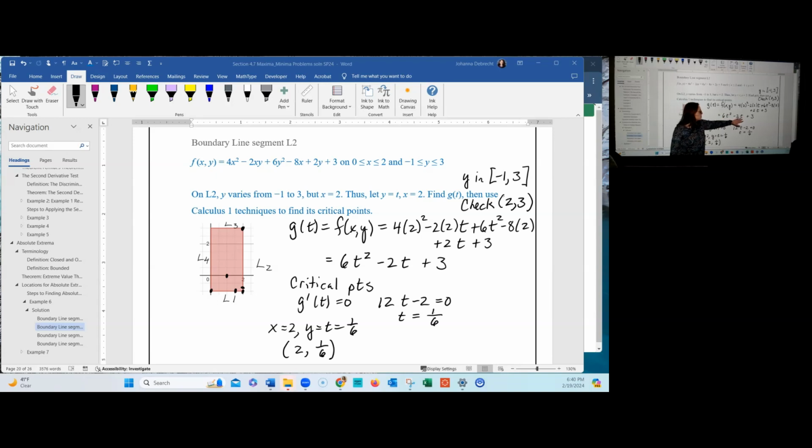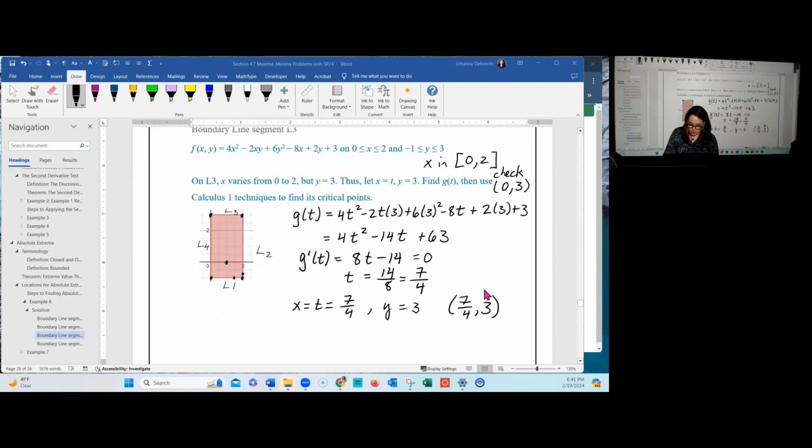We take the first derivative to get 12t minus 2 and set it to 0. That gives us a t value of 1/6, and in this case, y is t, so y is 1/6. But on this line segment, x is always 2, so we have the ordered pair (2, 1/6). That means that we now have 1, 2, 3, 4, 5, 6 places we'll have to check. Let's move on to line segment 3, which is along the top edge.